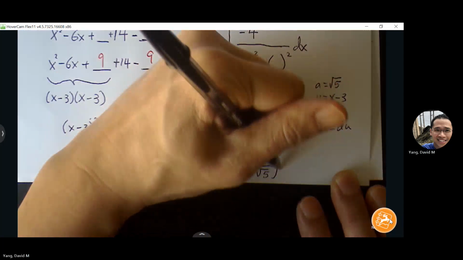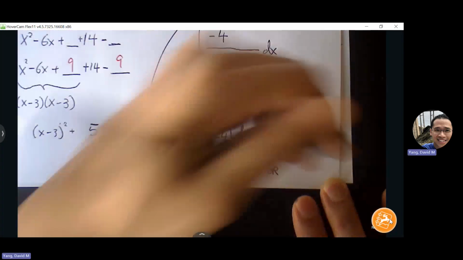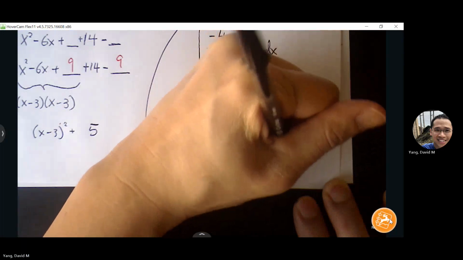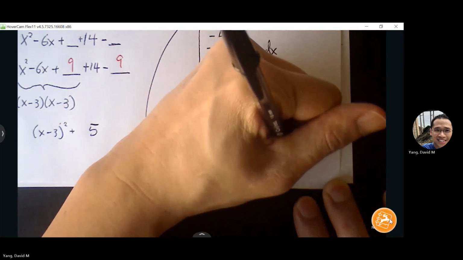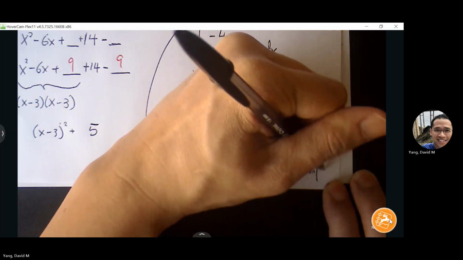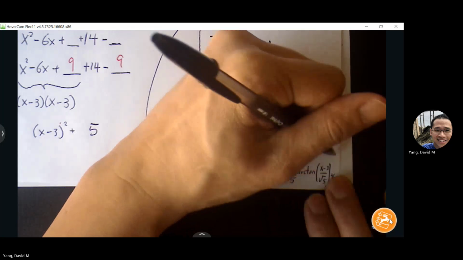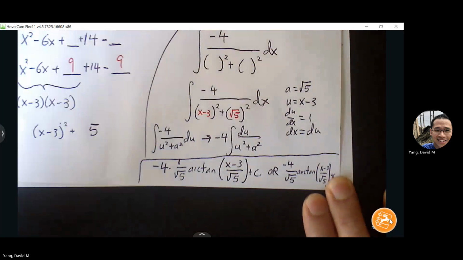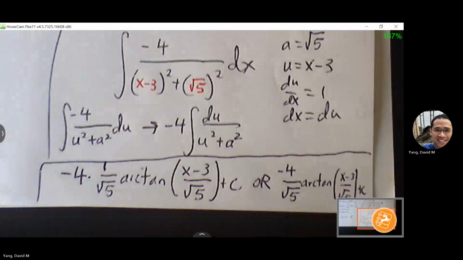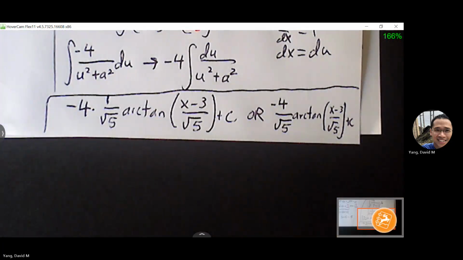Let's see. Or we can merge it together. It's up to you. Radical in the denominator is fine. No need to rationalize it.